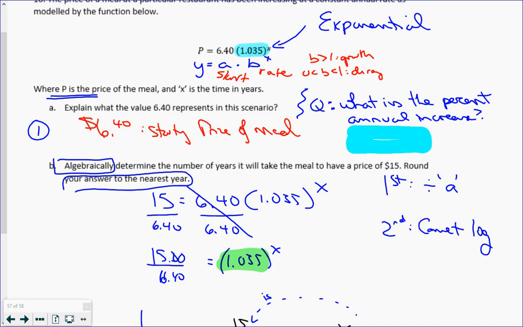So what you have to realize is that the percent is not 1% or 1.03%. That number, 1.035, represents 1 plus 0.035. You have to separate it up. This is the percent increase. So the price is going up by 3.5% per year. So that's the other very popular type of question they like to ask.